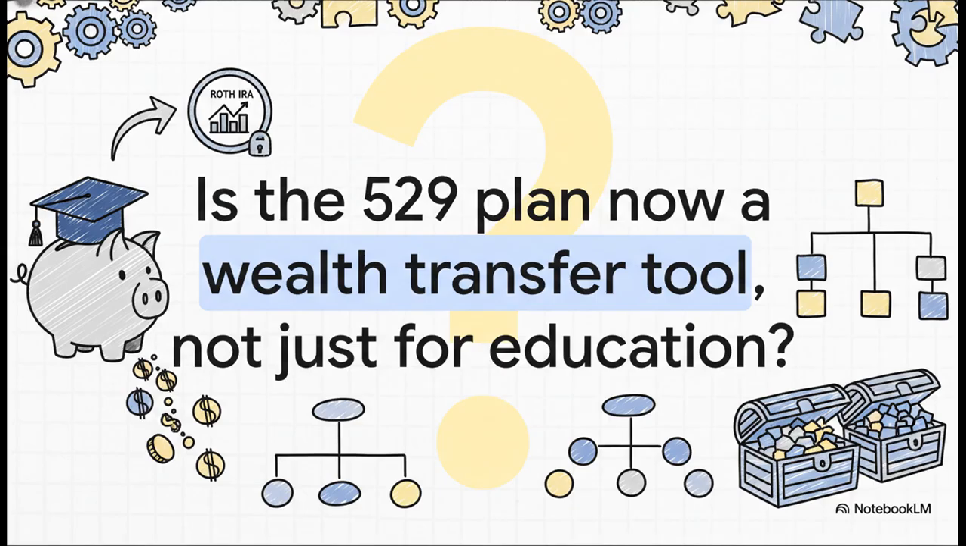And that leads us to a final, pretty big thought. The fact that the Secure 2.0 Act now allows for rollovers to Roth IRAs really changes the entire strategic landscape. It forces us as professionals to ask a really important question. Is the 529 plan still just a college savings tool, or has it evolved into something much, much bigger? A flexible, multi-generational wealth transfer vehicle that demands a whole new level of strategic planning? That's a question I think every tax professional needs to be asking right now.